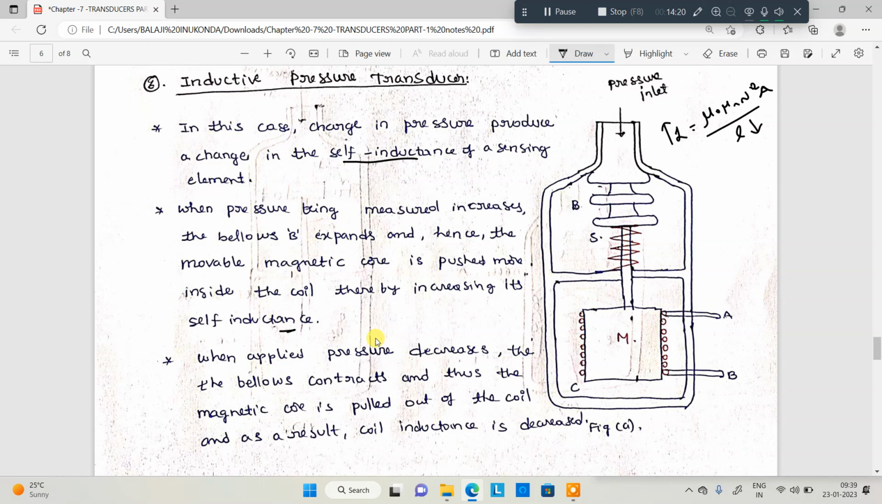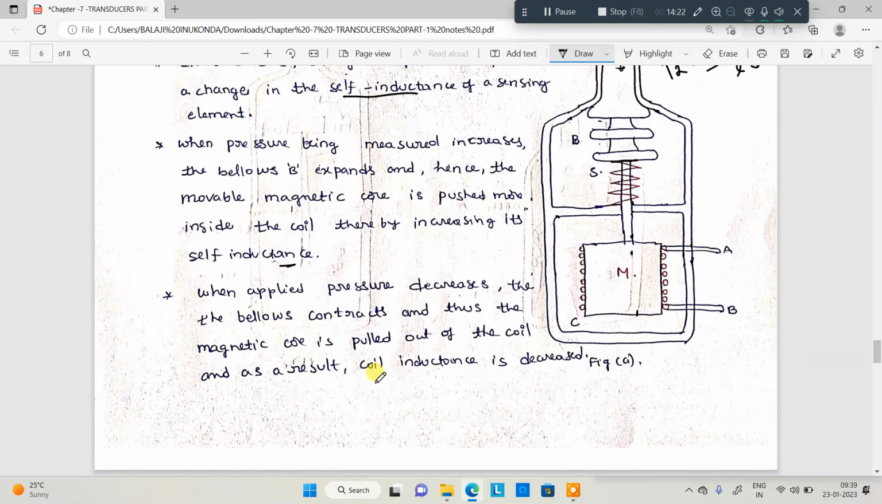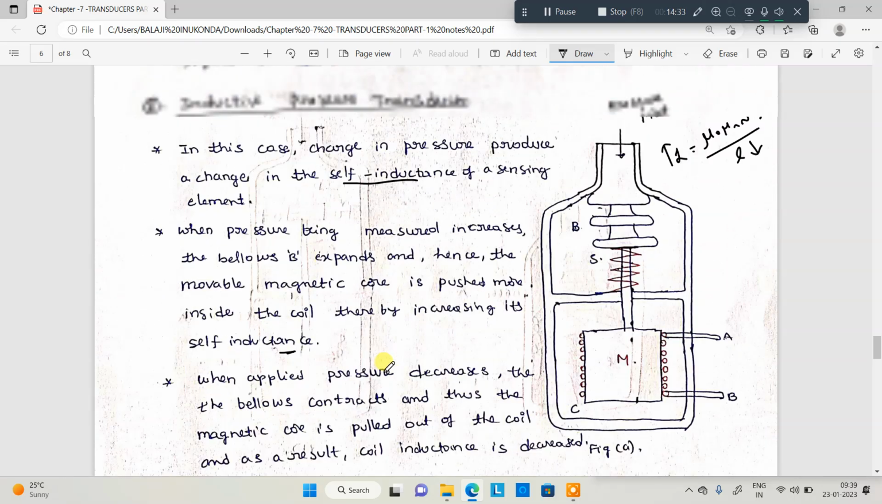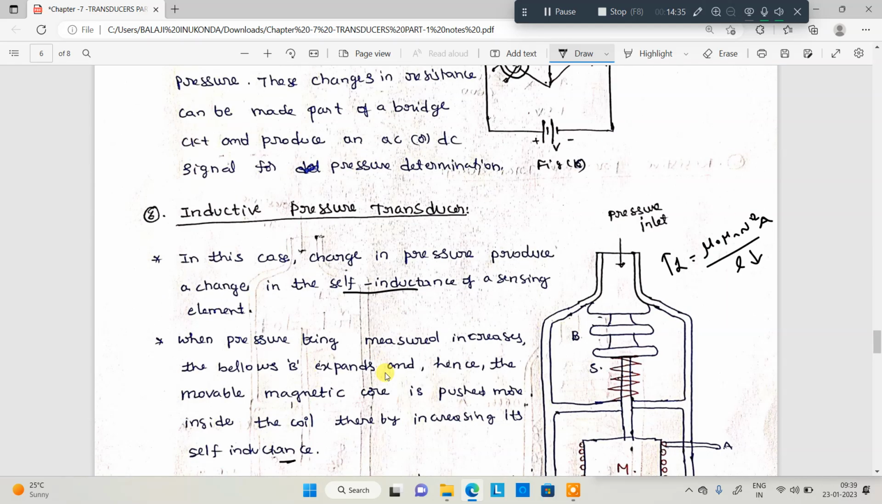So when applied pressure decreases, the bellows contracts, thus the magnetic core is pulled out from the coil and the coil inductance decreases. Whenever pressure is removed, what will happen? The sensing element length will increase, and the inductance will decrease. Likewise, the change in inductance is converted in terms of pressure. The inductance will be connected to a bridge or any other circuit that measures the inductance values in terms of voltage or current, a DC or AC signal.